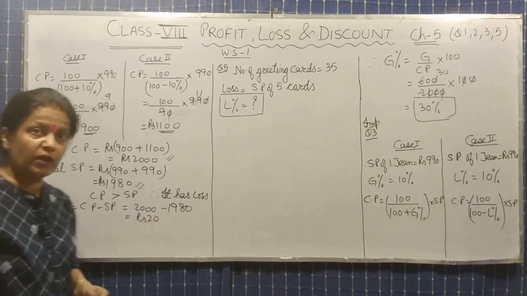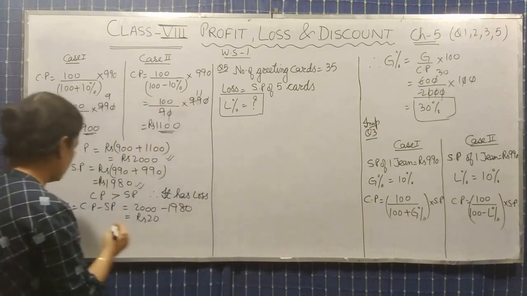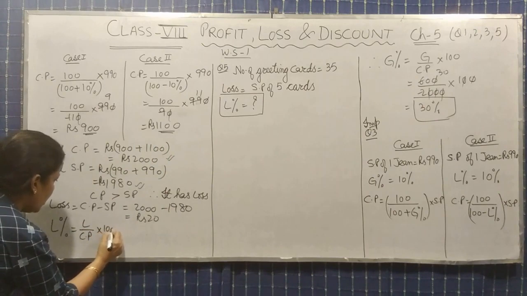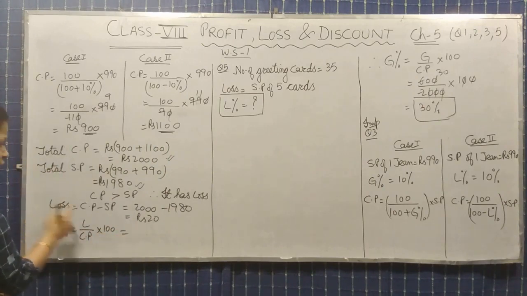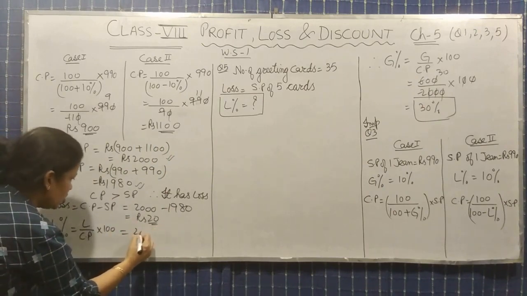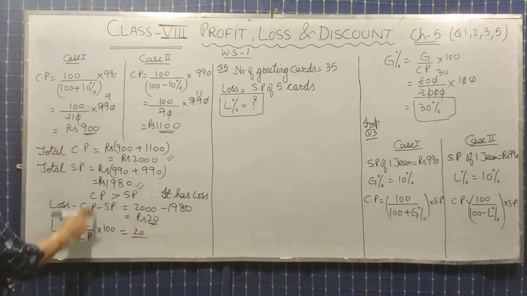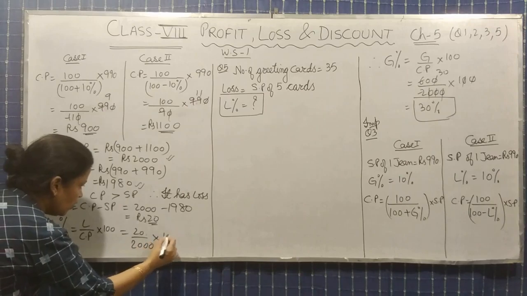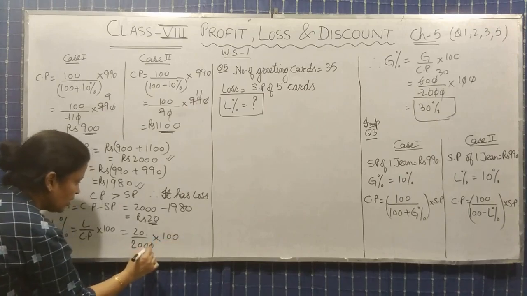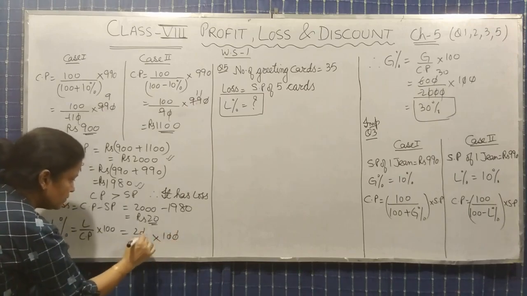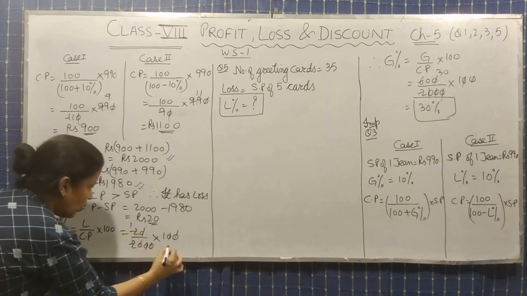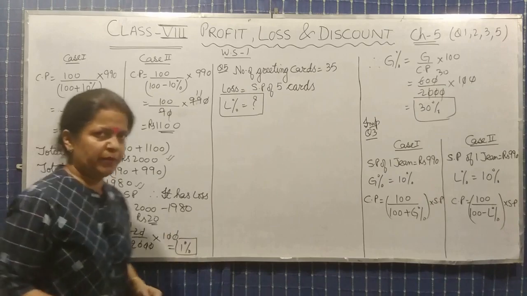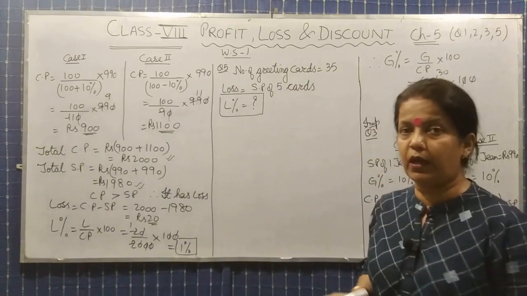Now you have to find out the loss percent. Loss percent formula is loss upon CP into 100. Now substitute the values. Loss is rupees 20, upon CP. CP is the total cost price, that is 2000, into 100. So cancel the terms. So you are getting the loss as 1%. And this question is very important.